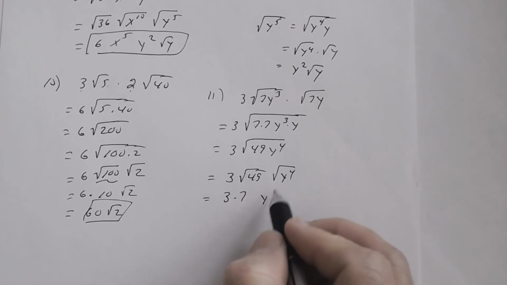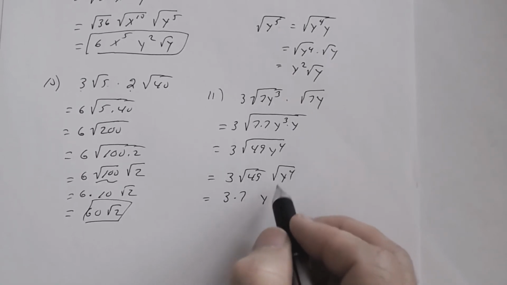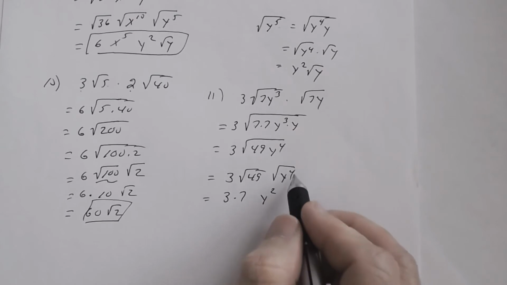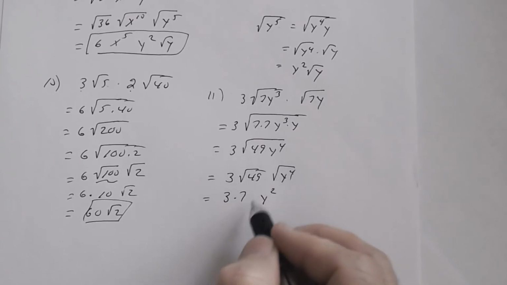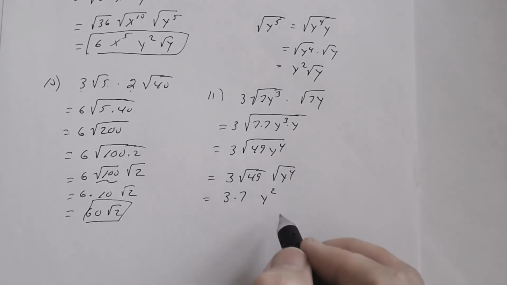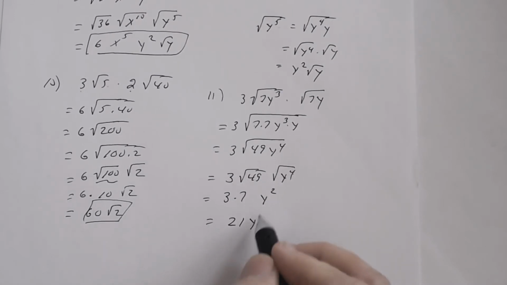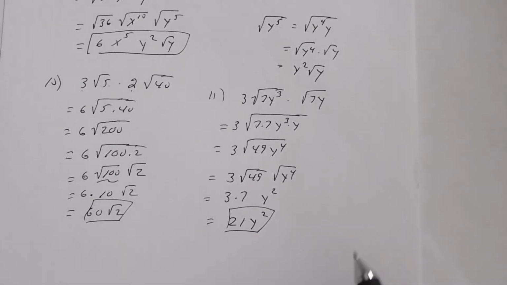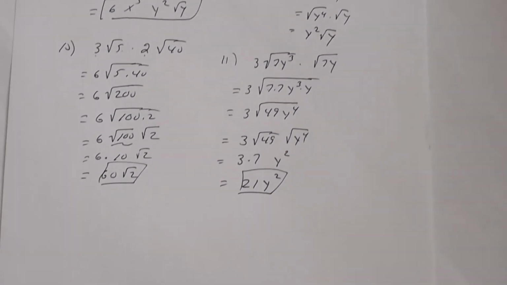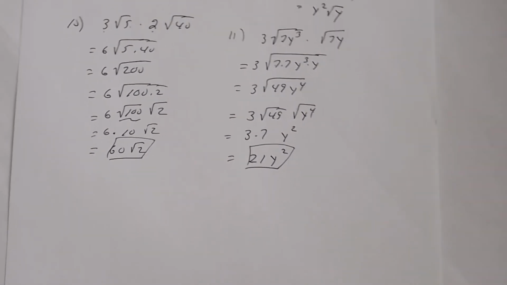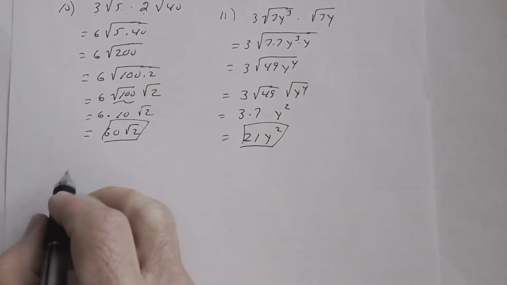So that's going to be y to what power? What's the square root of y to the 4th? It's just y to the 2nd. 4 divided by 2 is 2. Y squared times y squared is y to the 4th. And so therefore my answer is going to be 3 times 7 is 21. So you get 21y squared. Okay? All right, so that was number 11. Okay, let's look at number 12.